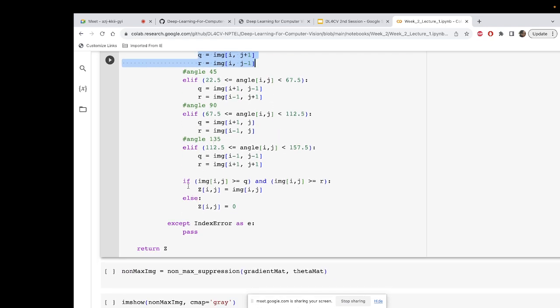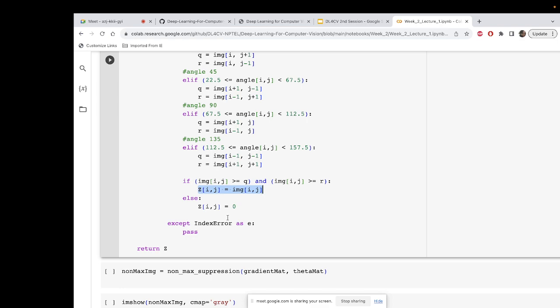Now what I am trying to see is, if I am greater than my neighboring pixels, the Q and the R that I picked, then I am going to retain this particular ijth pixel as my edge point. Whatever is in here, I will store if I am higher than both Q and R.